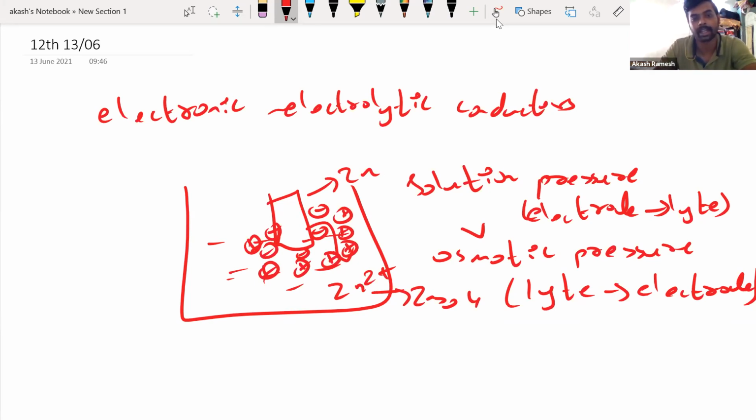And surrounding this, there'll be so many positive charges. And because of the separation of charges, I am going to have some potential development. Now, I can have the exact opposite. If I have osmotic pressure dominating over your solution pressure, that is, if I have ions moving to the electrode, then the charge separation will be different. On the electrode surface, you will have positive charge, and in the electrolyte, you will have negative charge.